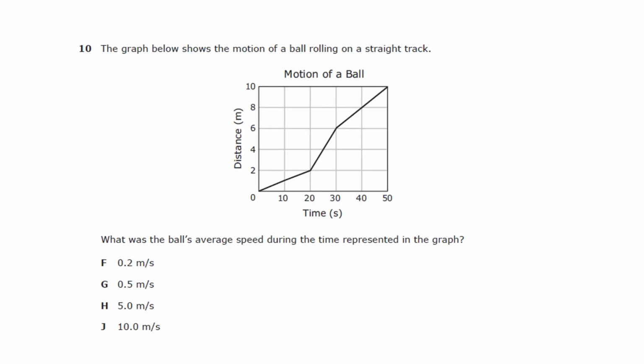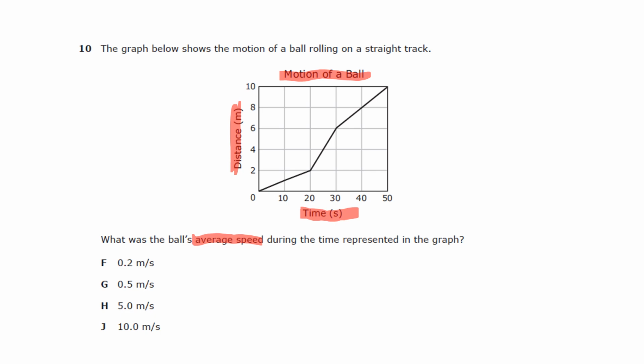All right, so we got the motion of a ball. We have distance and we have time. So this is a distance time graph. What's the ball's average speed during the time represented in the graph?